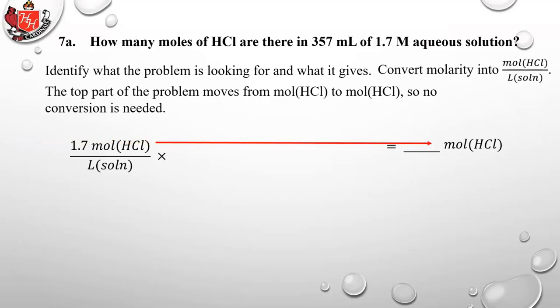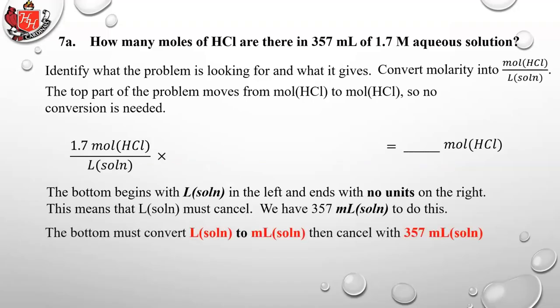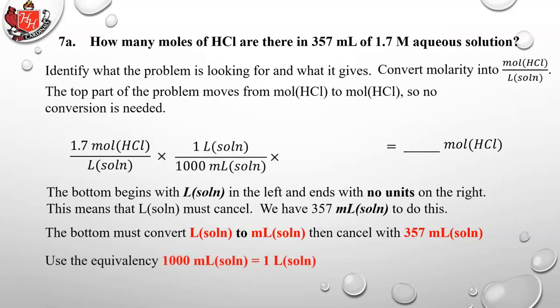So now what we have on the bottom is liters of solution, and we have nothing on the bottom in the answer. In other words, we need the liters of solution to disappear. Okay, so how are we going to do that? Well, it's going to take a couple of conversions. We use liters of solution to milliliters, and then with the 350 milliliters of solution, it looks like this. You put 1 liter, that's one of our standard conversions, of solution over 1,000 milliliters, and then you multiply by 350 milliliters.